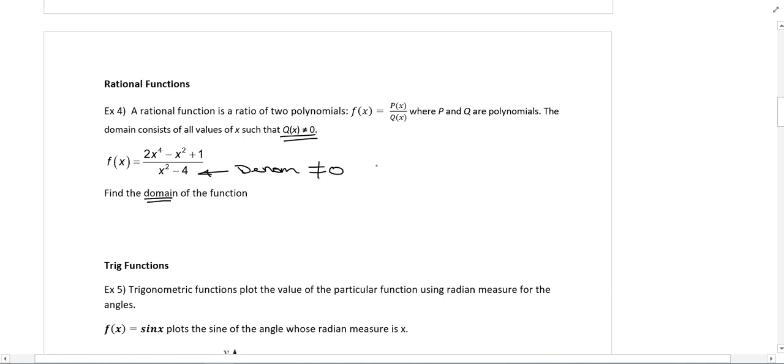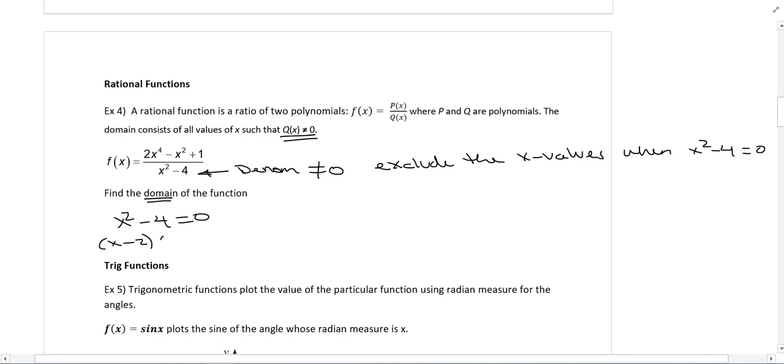So you're going to exclude the x values when x squared minus 4 is 0. So when does that happen? x squared minus 4 is 0. Factor that out. That factors into (x minus 2)(x plus 2), which means that x equals 2 or negative 2. So those are the values that make it 0. So we will say the domain is all real numbers except negative 2 and 2.